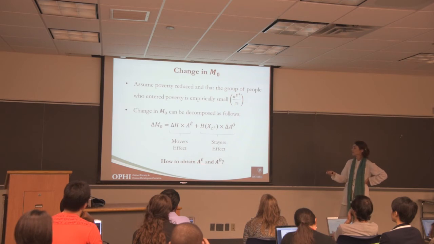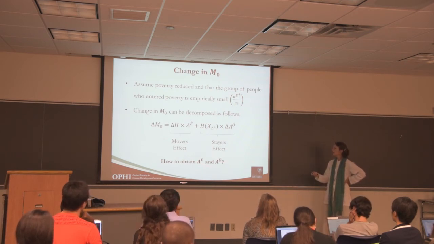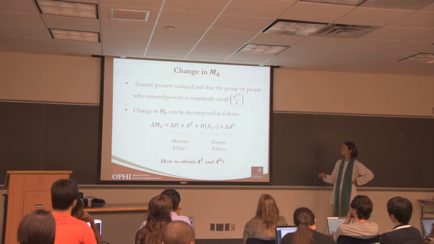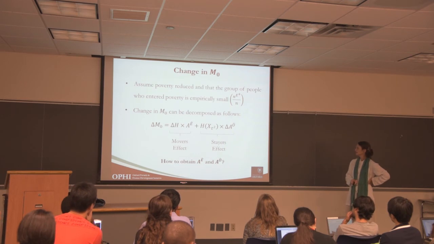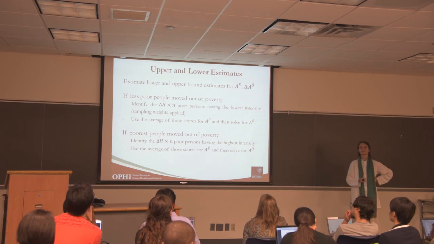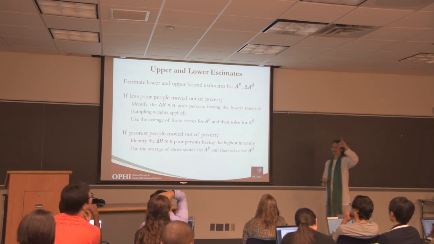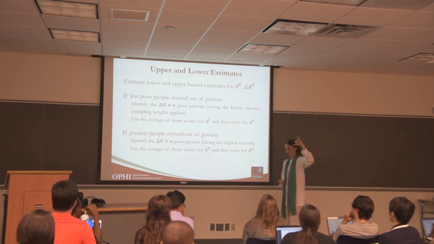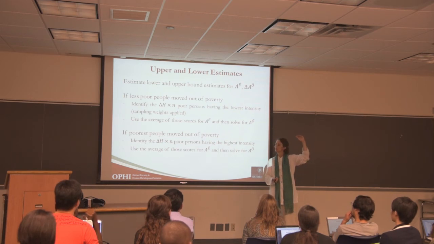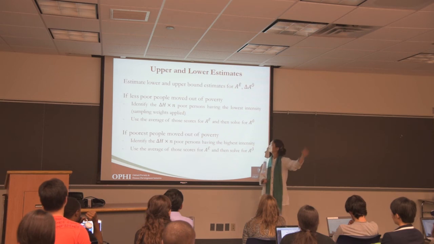Now the problem is that we don't have either of these. We don't have the change in intensity among those who remained poor, and we don't have the intensity of those who exited poverty. So empirically, why don't you play with your data? Why don't you take the weighted sample that equals delta H? Okay, let's say delta H is 10%. Take the people who are poor, whose weighted sum is 10%.